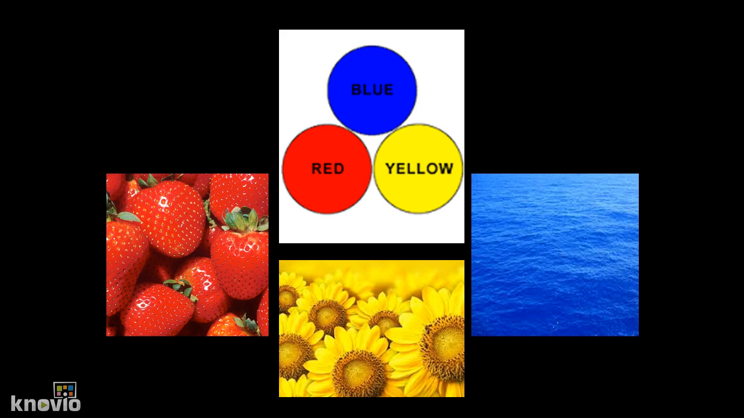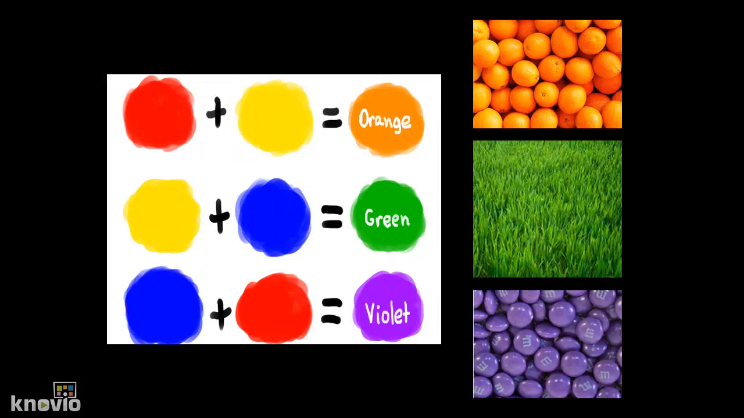There are three primary colors, red, yellow, and blue. These are the colors that make up every other color. When you mix equal parts of two primary colors, you get a secondary color. For example, when you mix red and yellow, you get orange.